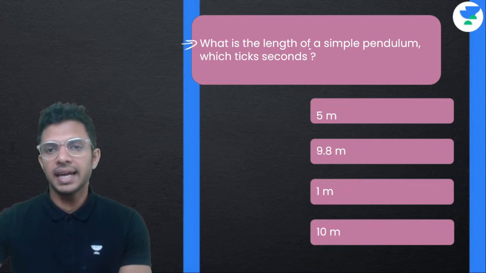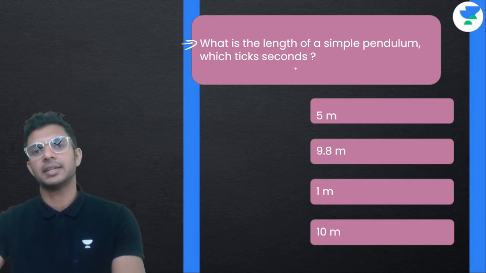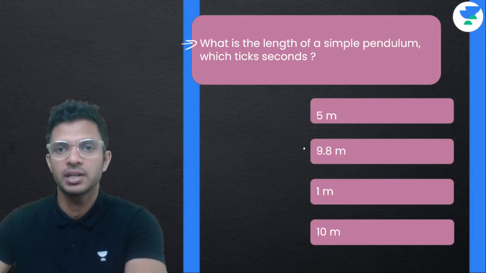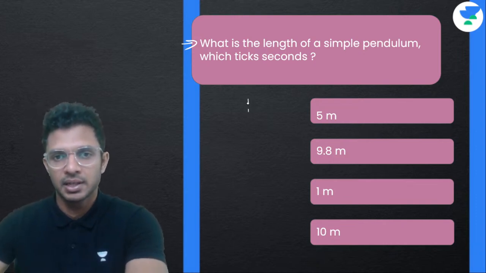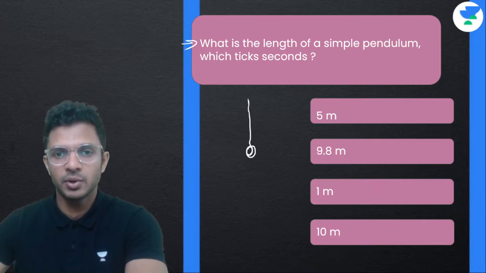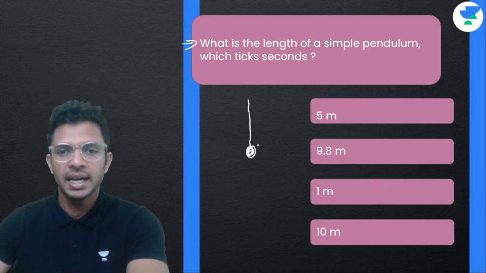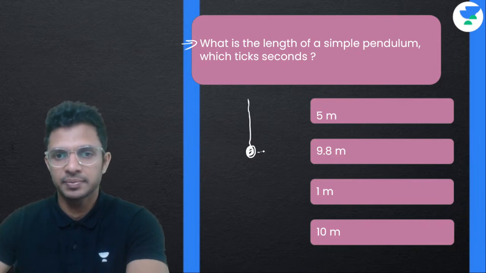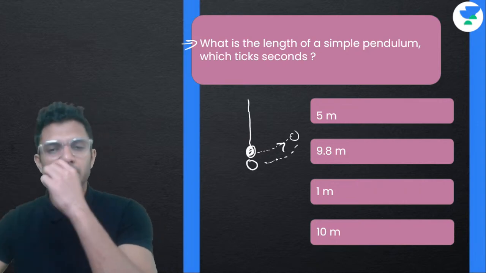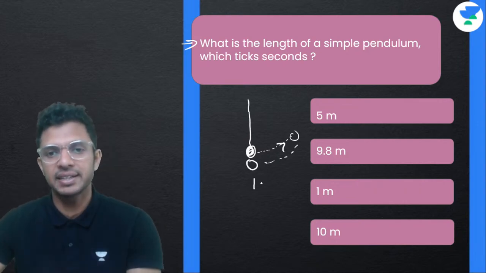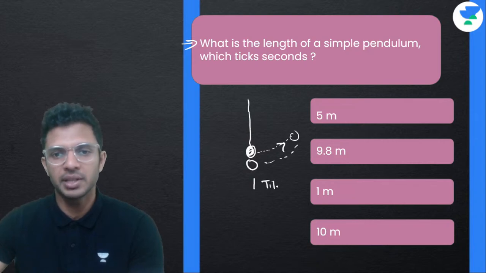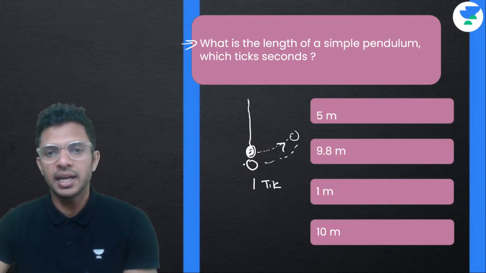The question is, what is the length of a simple pendulum which ticks in seconds? Let us understand this concept of a simple pendulum which ticks in seconds. Dekh le, we have the pendulum hanging vertically initially. Let's say it is moving towards the right. It goes to the right extreme end first, and then it comes back. The moment it comes back to the equilibrium position, you can hear one tick. Again, it moves to the left extreme end and comes back to the equilibrium, one more tick.